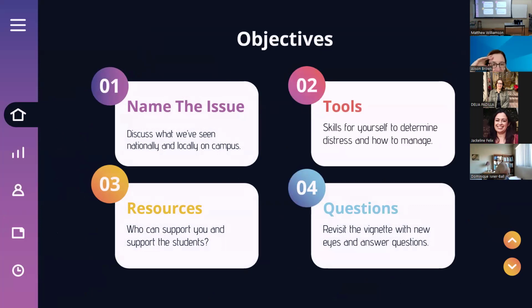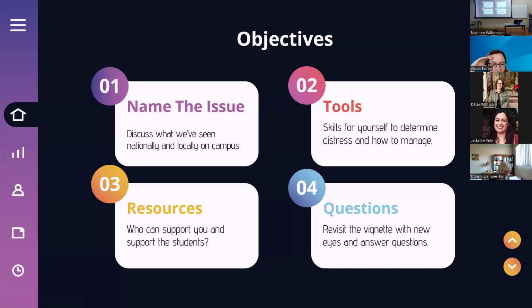Okay, so our objectives today, we are hopefully going to be able to name the issue that we're experiencing. What have we been seeing nationally and locally on campus? Some of you might have realized there's been an increase of certain types of behaviors, right? But we also have experienced this transition ourselves. We haven't been on campus to the same degree in years, although some of us have police and other areas.